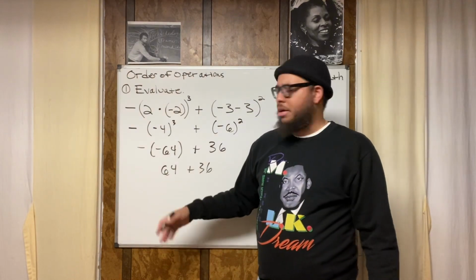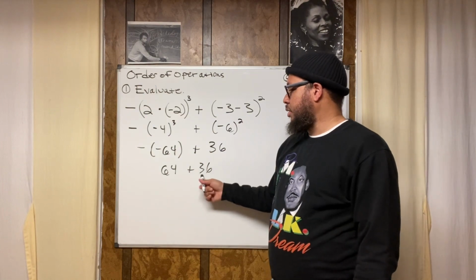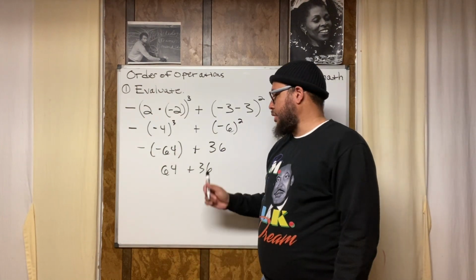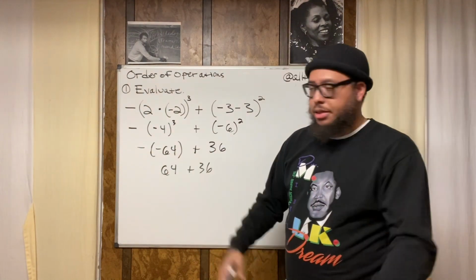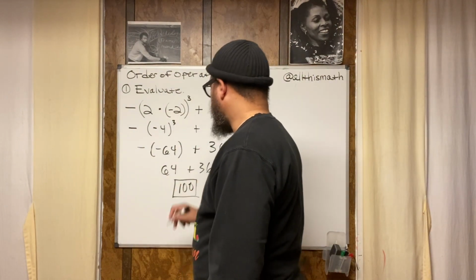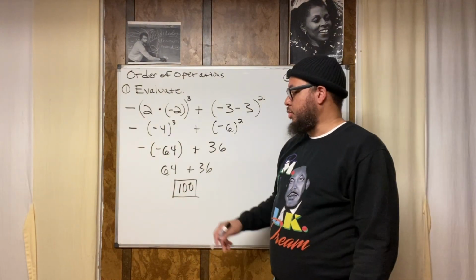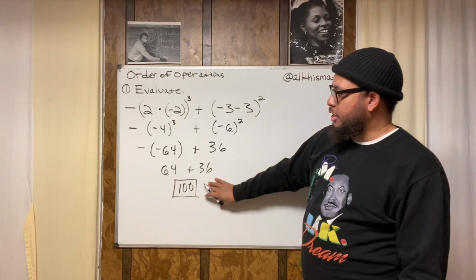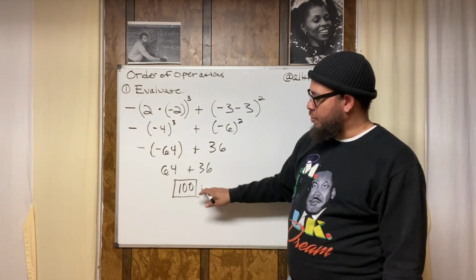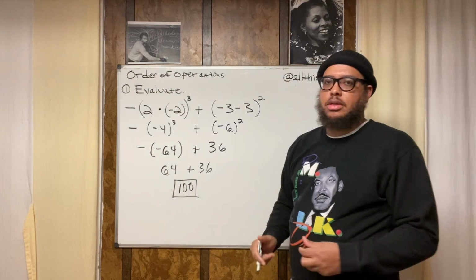There's a lot of ways to add numbers up. Sometimes I like to add by place value. So I might do 60 plus 30, which is 90, and I do 4 plus 6, which is 10. 90 plus 10 is 100. And that's our final answer. Boom. Always draw a box around your final answers, so you can distinguish all your work from your final answer. So the final answer is 100, okay?